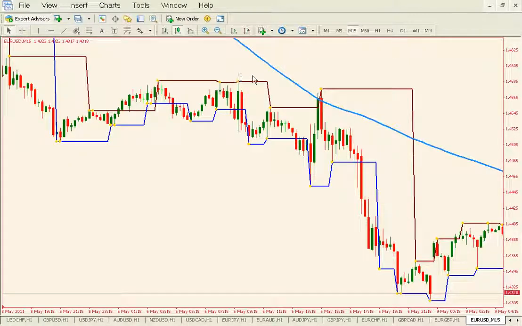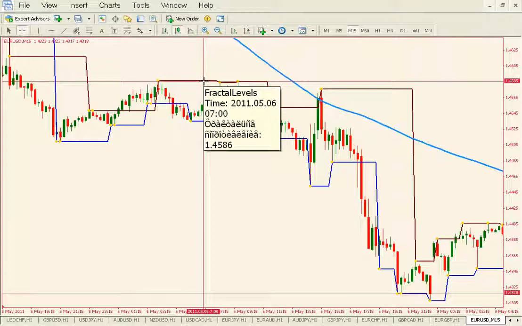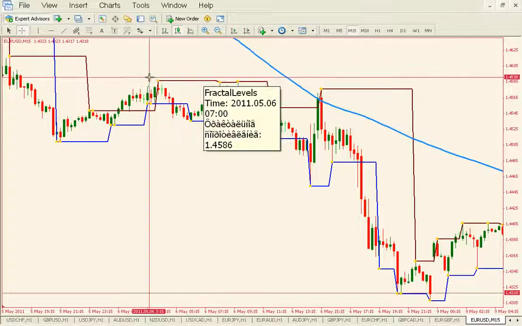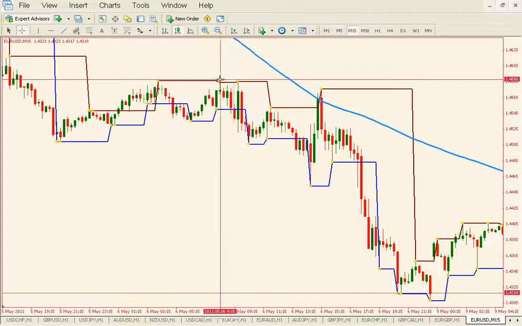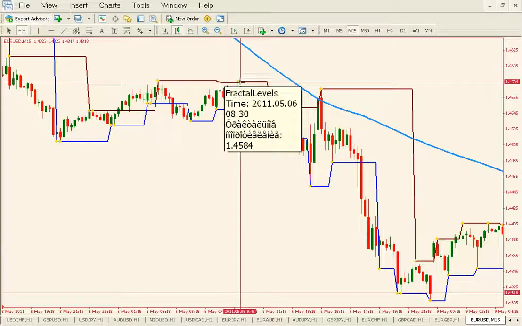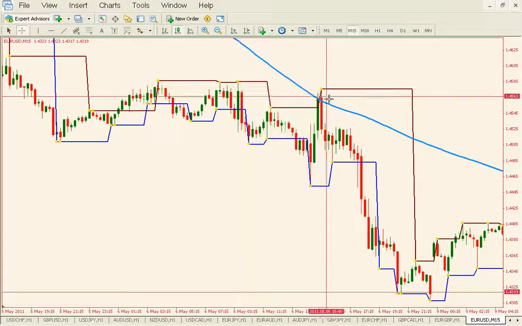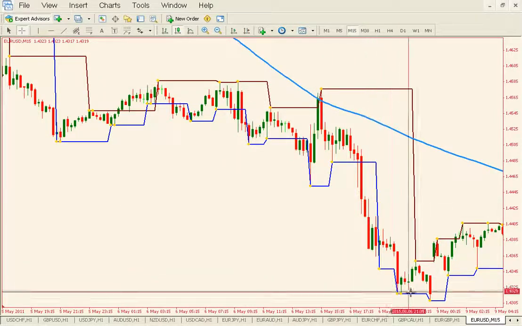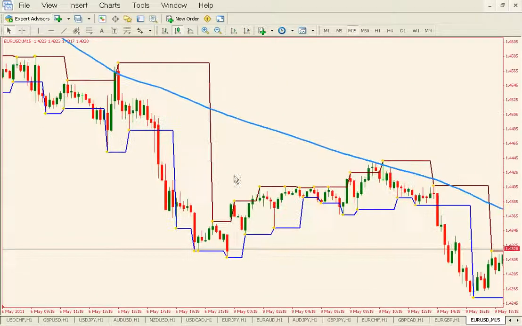So you could put a 10 pip stop here and realize that it never broke that fractal level right here. Price never broke this level all that time. Boom. If you would have got in right here, you could have sat in here all this time, and then finally price would have took off and took you down here. Okay, so that's just some ideas.